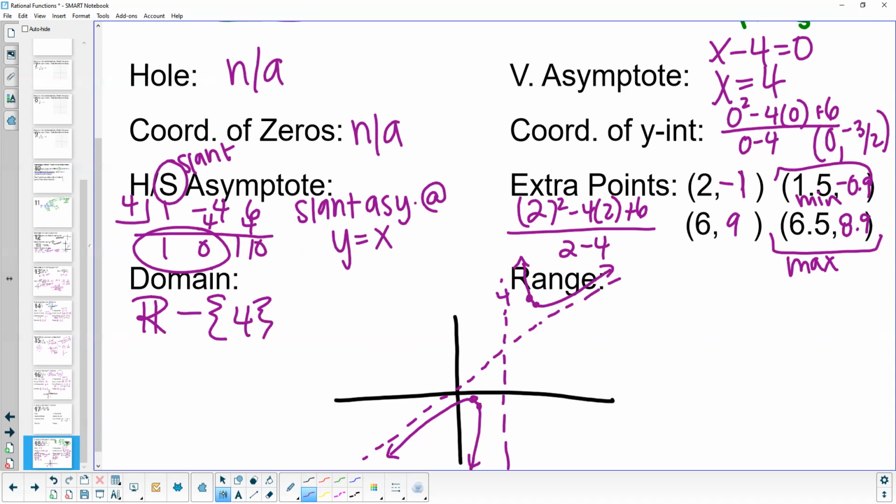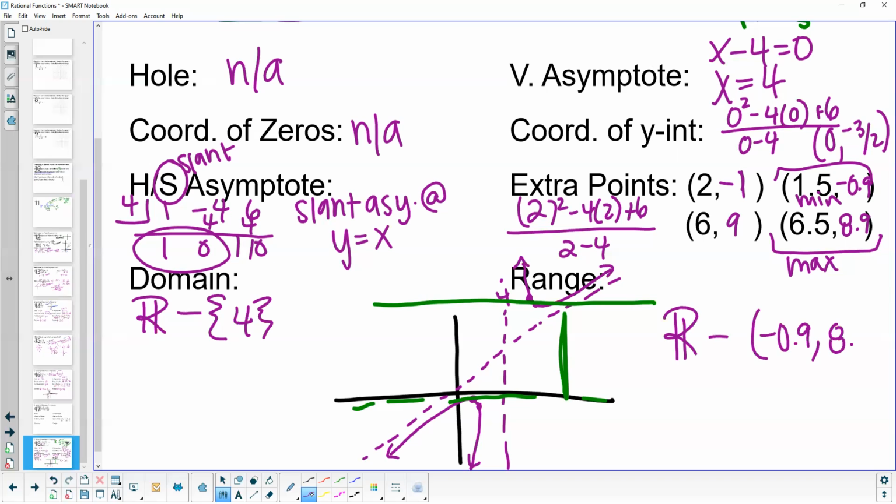When it comes to writing the range of a slant asymptote, do you see how from right here to right here, we don't have any values in this area? When it comes to writing our range, we want to take that into account. So in this case, we're going to have all real numbers, except for the interval that goes from -0.9 all the way up to 8.9. Okay, so it's going to be all of those.